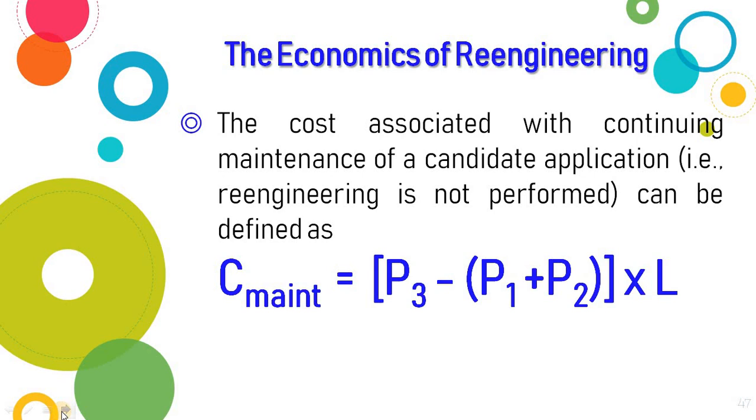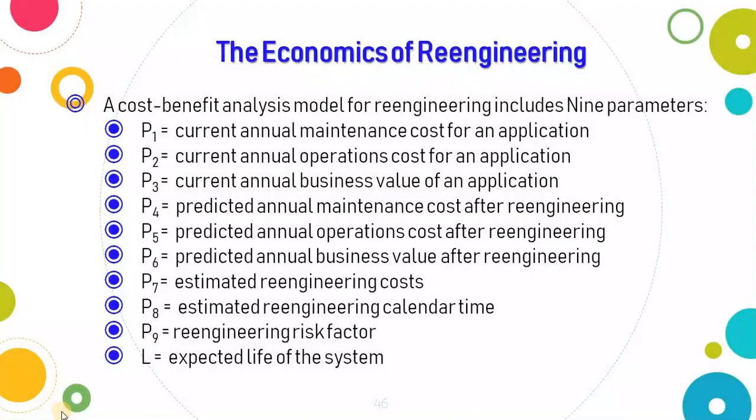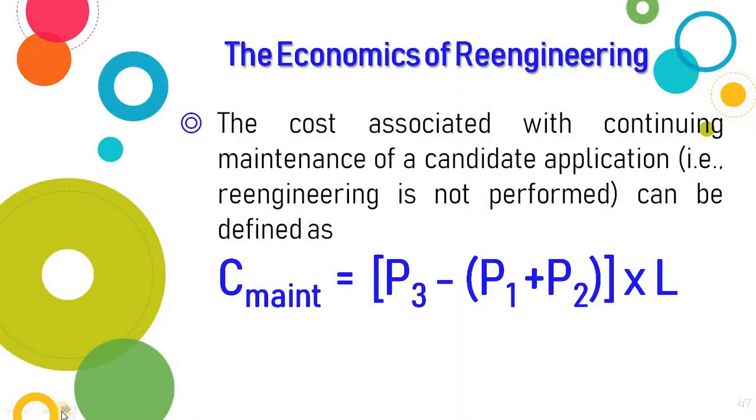It can be formulated as cost of maintenance is equal to (P3 minus (P1 plus P2)) into L. Here, in the previous slide, we can formulate P3 as the current annual business value of an application, minus the current annual maintenance cost of the application, plus the current annual operation cost of an application, into the expected life of the system, that is cost of maintenance.